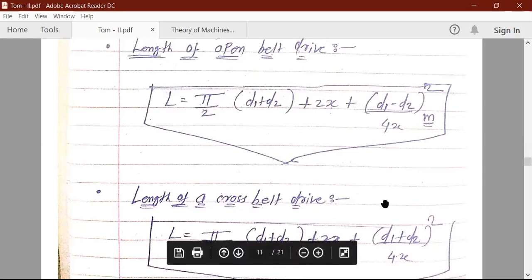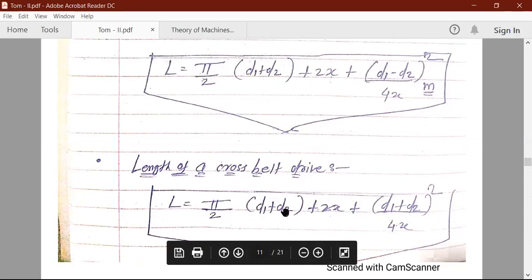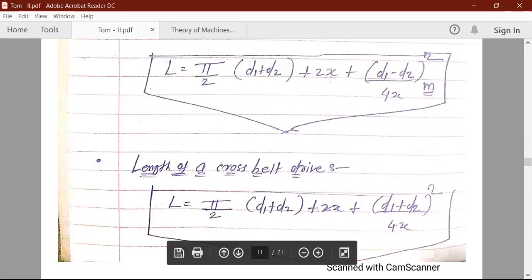And for cross belt drive, the formula is pi by 2 into bracket d1 plus d2, plus twice x, plus bracket d1 plus d2 bracket square divided by 4x. So what is the difference between these two formulas? In one the minus sign is mentioned and in the other the plus sign is mentioned. That is the difference between these two formulas. So let's see how the lengths of open belt drive and cross belt drive are derived.